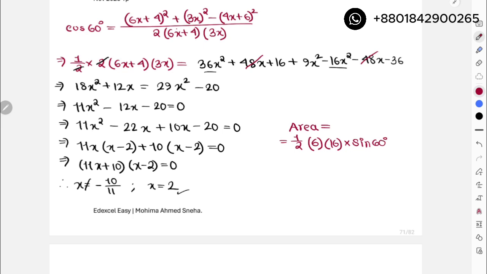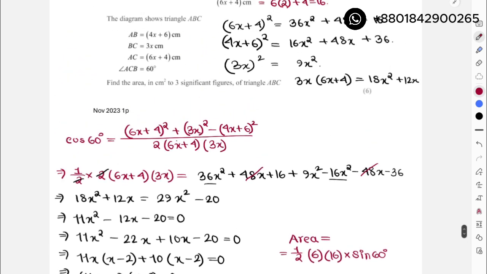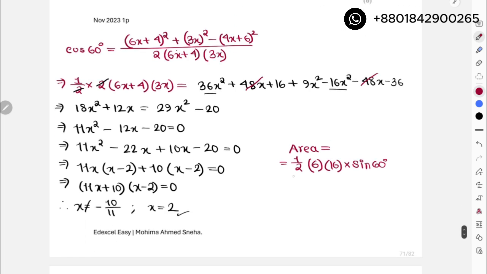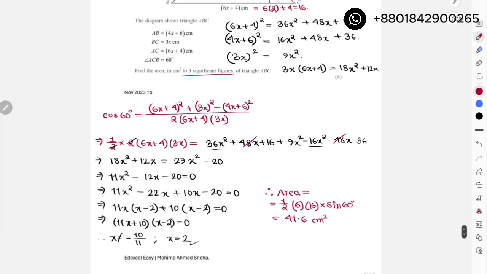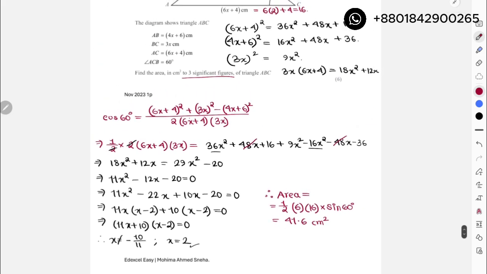Right, that calculating this much will give you the final answer, 0.5 times 6 times 16 times sine 60, and that is 24 root 3. The exact value is 24 root 3, but your answer was supposed to be in 3 significant figures, so we will keep it as 41.6 centimeters square. Okay, so this is your final answer, and this is it actually. Other than that, you don't need to do anything else over here.